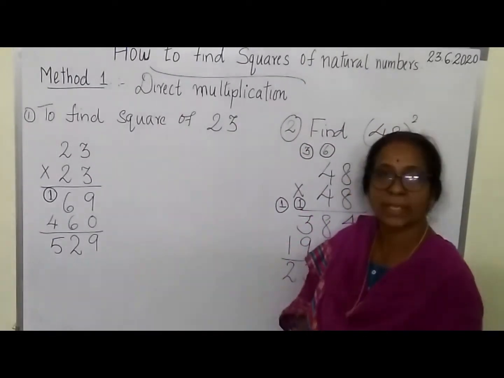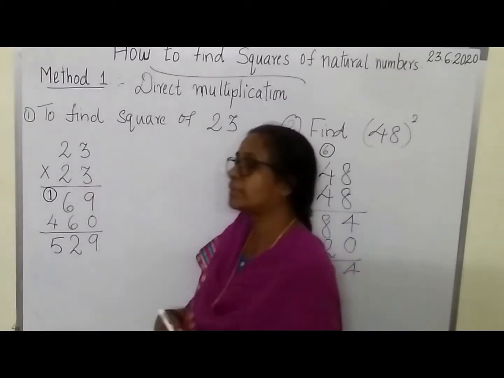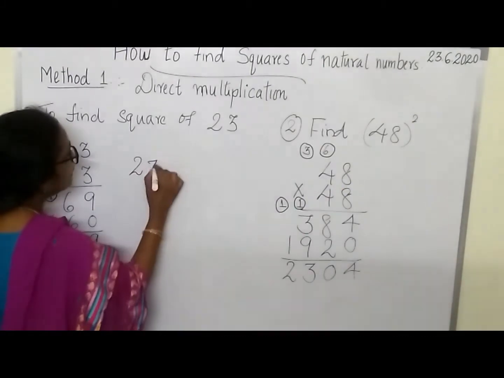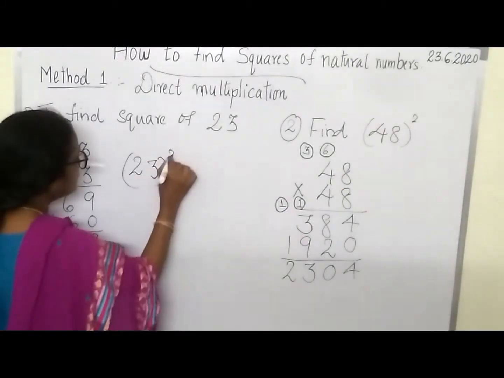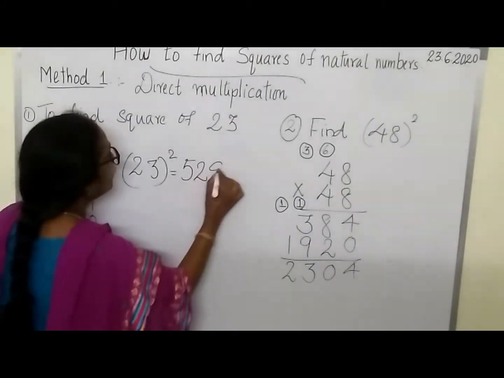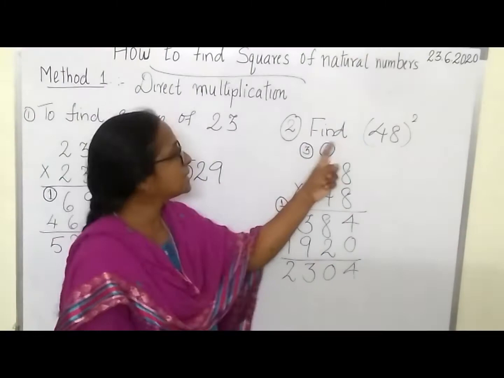So 23 square is equal to 529. How to write it? We can write it as 23 square is equal to 529.